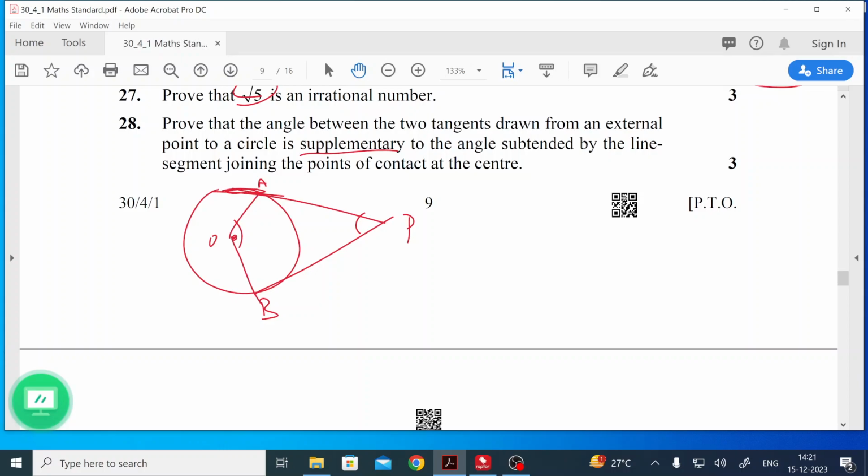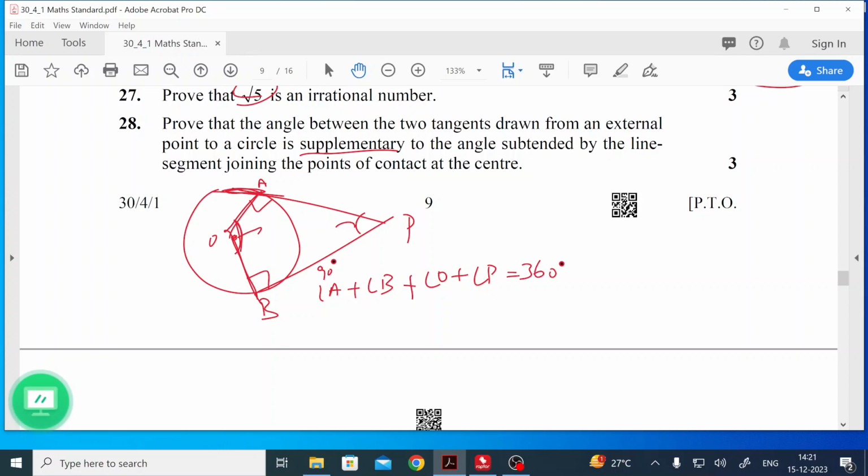The angle between the tangents and the angle at the center, these together give a sum that will be supplementary, which means 180. Very easy. Angle A is 90, angle B is 90. A plus B plus O plus P is equal to 360.